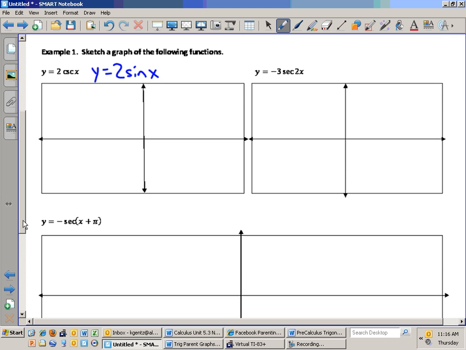What is my amplitude? 2. And notice I don't use the whole graph for 2, because I know that cosecant will actually rise above further. So I'm just going to mark 2 there, -2 here. What's my period? 2 pi, mark that out.